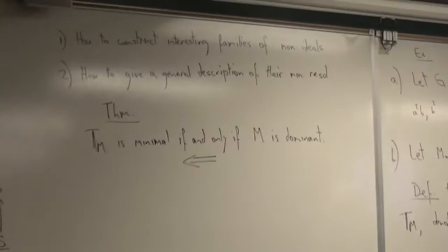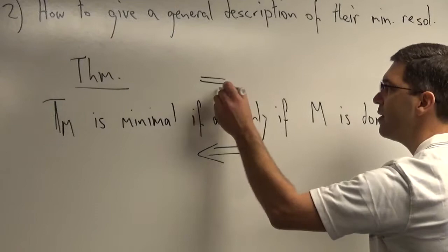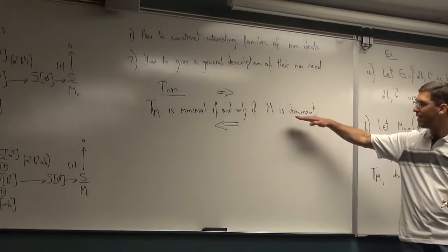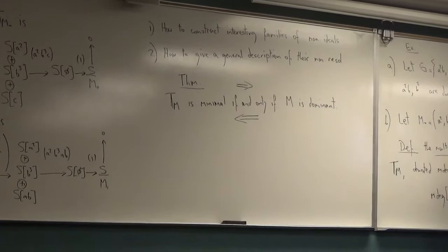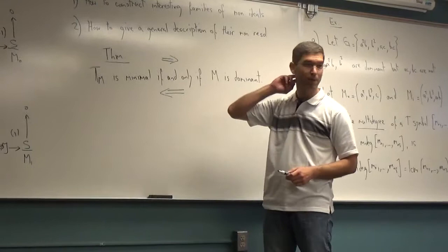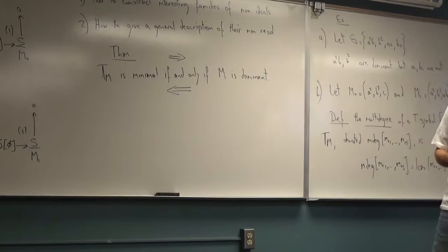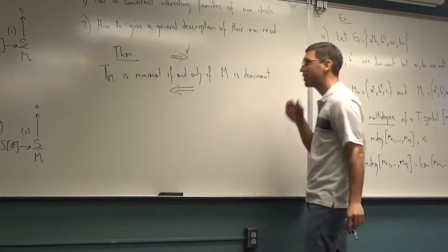But later on, I realized that the converse was also true. If the Taylor resolution is minimal, the monomial ideal must be dominant, because there are no other monomial ideals for which the Taylor resolution is minimal. So this is a complete characterization of when the Taylor resolution is minimal. And I like this result because it opened the door to several other results in my thesis. So I am fond of this result. We will take this implication for granted. After all, we need to prove in order to solve this problem is this implication, right? So here is the proof.